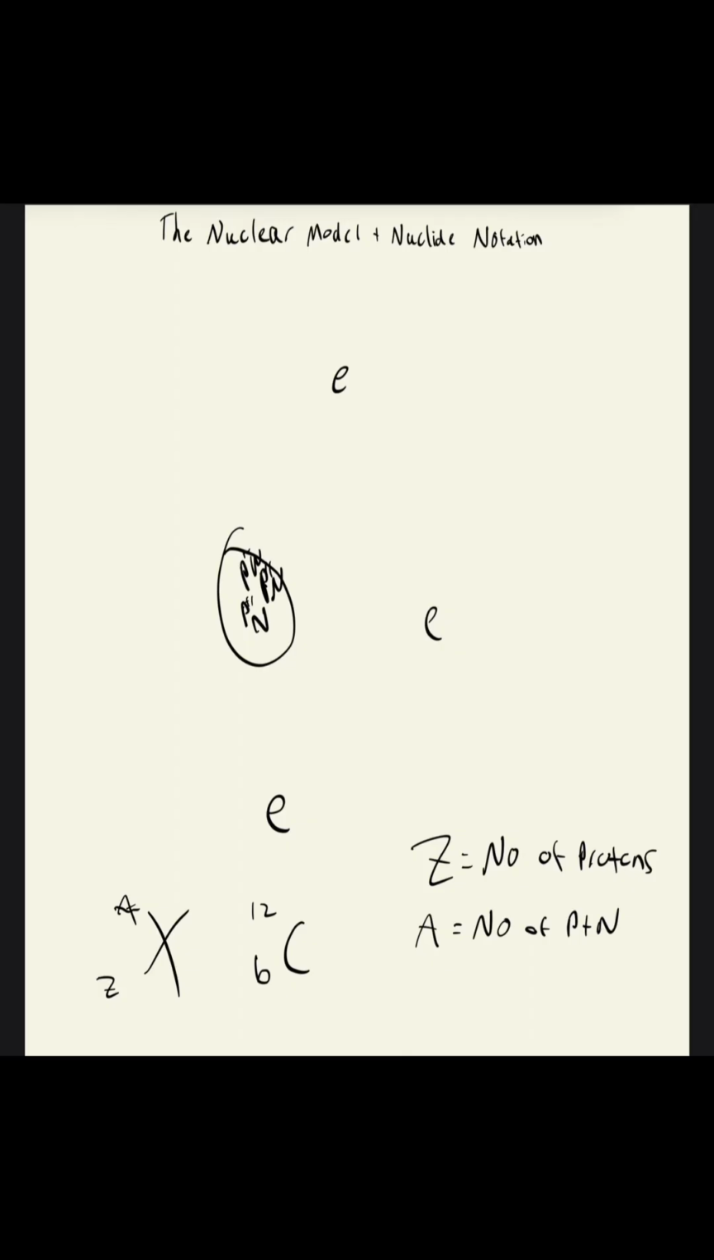Alright, so to summarize, the nuclear model describes a small, dense nucleus containing protons and neutrons, surrounded by electrons in a much larger region of empty space. The atomic number Z gives the number of protons. The mass number A gives the total number of protons and neutrons, and the number of neutrons is A minus Z. Nuclides are represented as this here, with the mass number top left and atomic number bottom left.